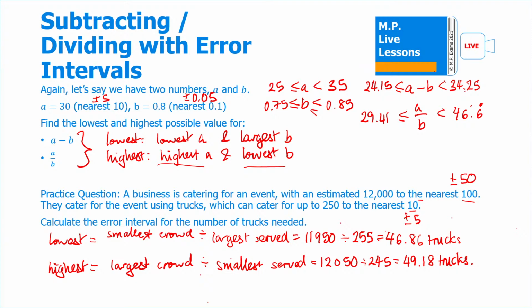So for both of these, it makes sense to round up to the nearest whole number, regardless of what it is. So you'll need at least 47 trucks to just under 50. Because if you rounded down, you'd be using fewer trucks and they won't be able to accommodate all those people.